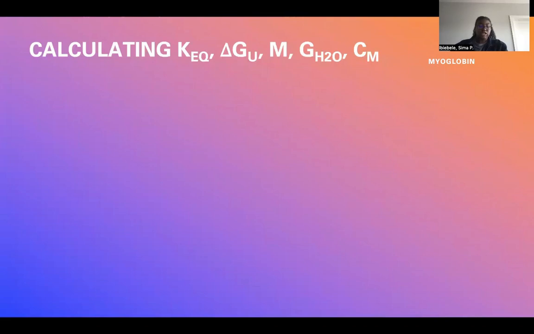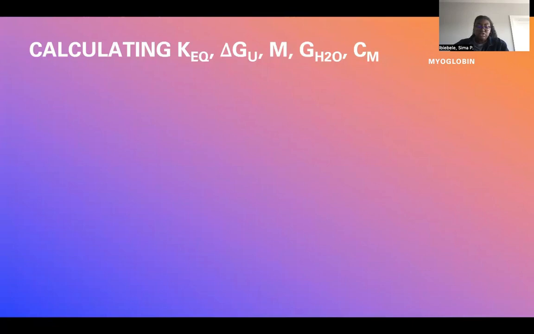Next, I calculated the equilibrium constant, the Gibbs free energy value of unfolding, which is delta GU, the rate of denaturation, the free energy of unfolding in pure water, and the concentration of guanidine hydrochloride where the native myoglobin concentration is equal to the unfolded myoglobin concentration.